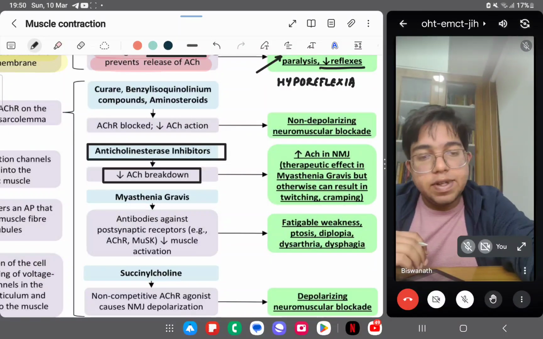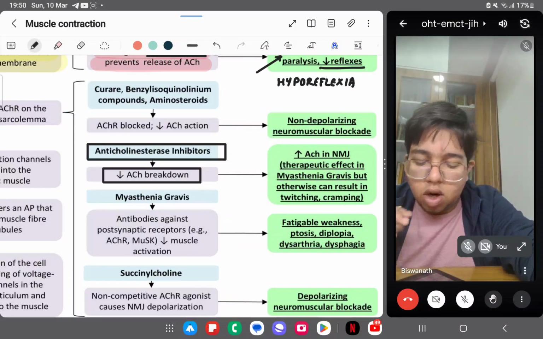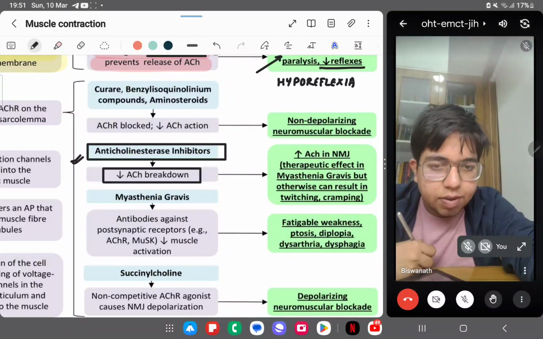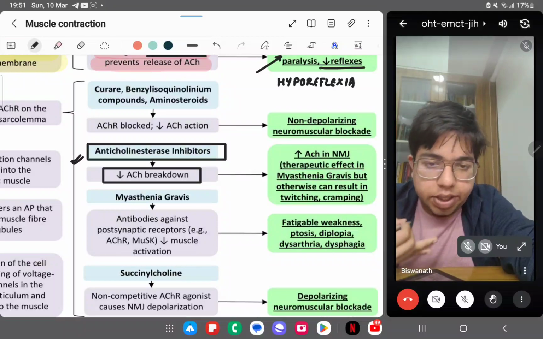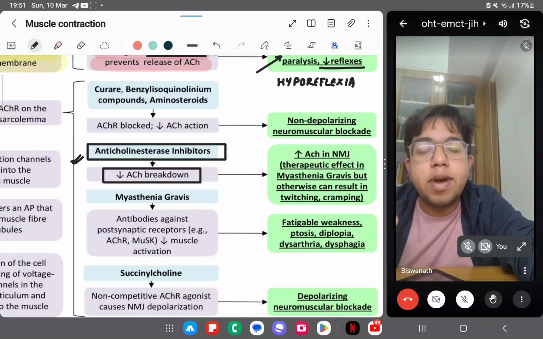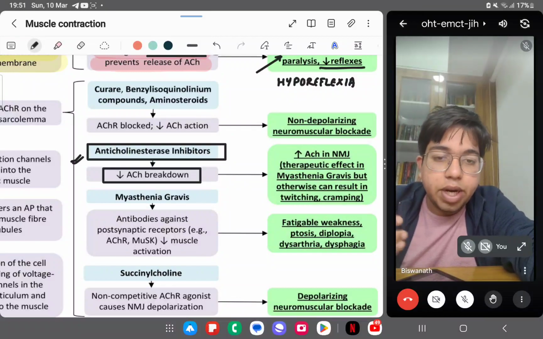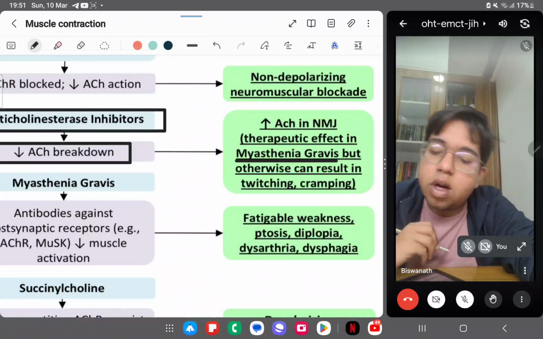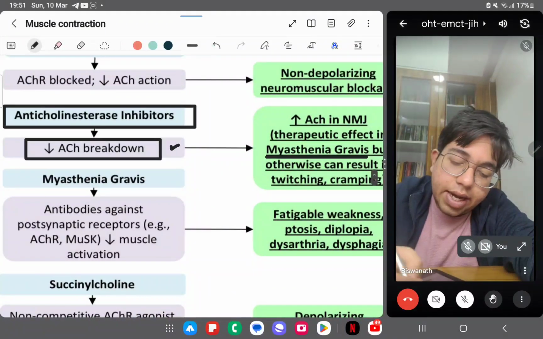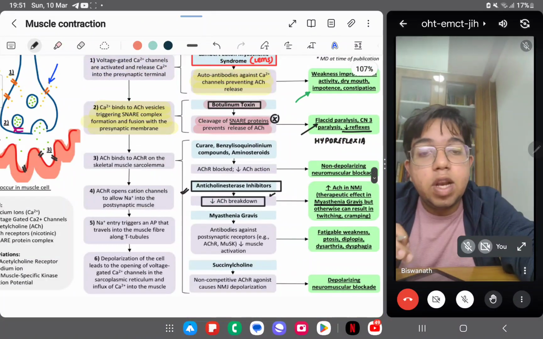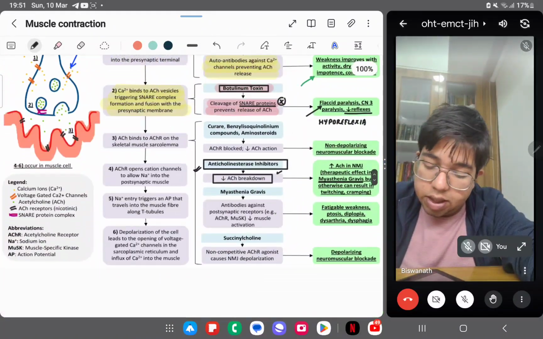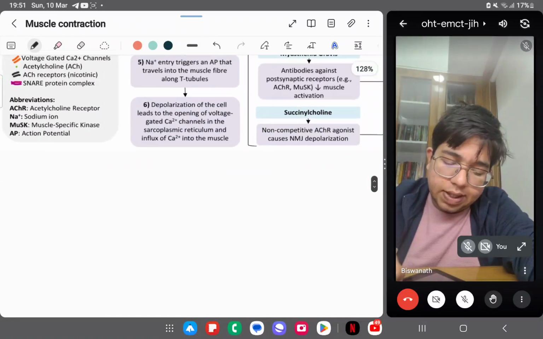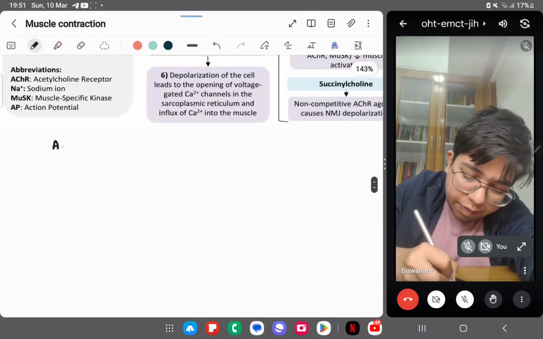So in myasthenia gravis, your ACh is not being sufficient, so we need to give these anticholinesterase inhibitors, because in myasthenia gravis we need more ACh. So we have to decrease the breakdown of ACh. We have to increase the ACh levels, right? So in myasthenia gravis, we have to give anticholinesterase inhibitors. I can discuss the anticholinesterase inhibitors if you want.